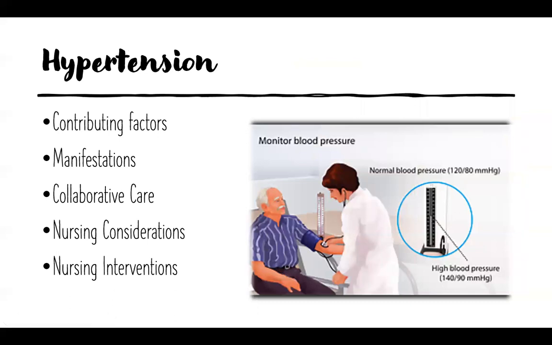Hypertension. So this is a persistent blood pressure above 140 over 90 millimeters of mercury. It's often called the silent killer. Again, persistent blood pressure above 140 over 90. Primary hypertension is the most common type, that's 90% of the cases, and it is a hereditary disease.